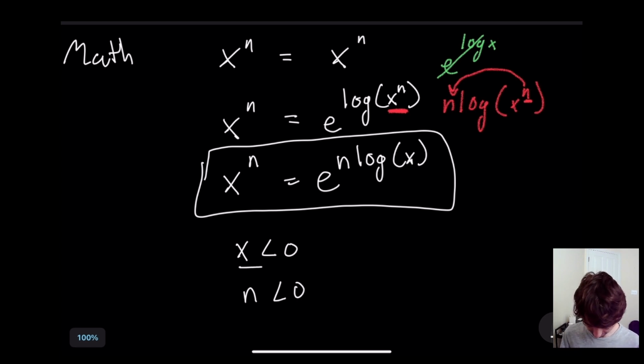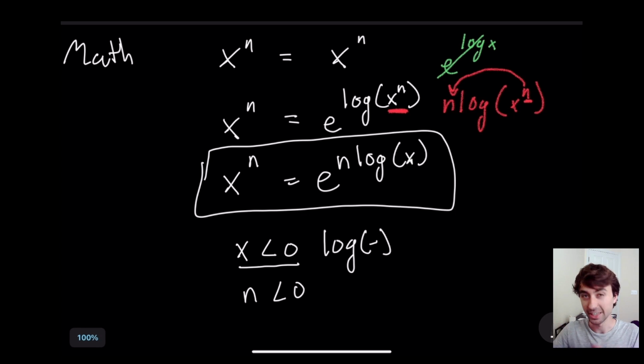X being negative is important to consider because you can't take the log of a negative number. So that's something important we have to think about. And if n is negative, that's a different computation, because taking something to the negative power is the same as taking the inverse of the number you're raising to the power and then making the power positive. But we're going to talk about all that when I get to it in the code.